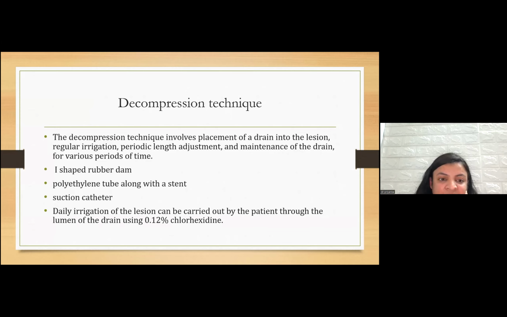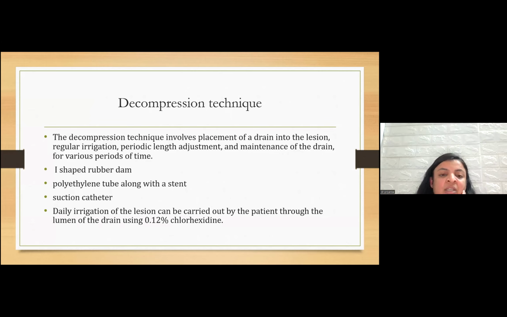Now the second technique is the decompression technique. The decompression technique involves the placement of a drain into the lesion, regular irrigation, periodic length adjustment, and the maintenance of the drain for various periods of time is advised. So now what all things can we use to decompress? We can place I-shaped rubber dam in the lesion. We can place polyethylene tube in the lesion, and we can place suction catheter in the lesion.